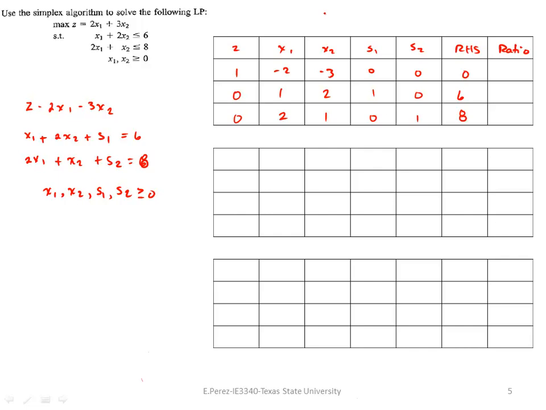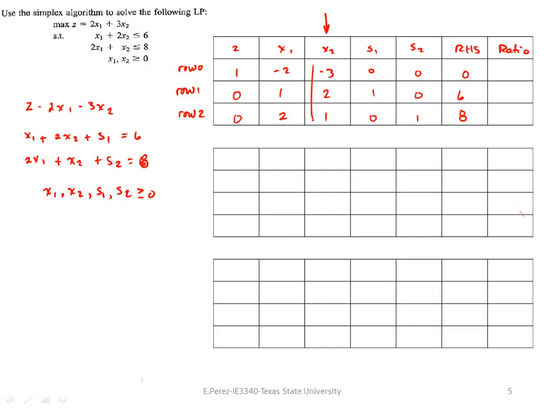x2, correct? So that's the most negative value from the first row. So this is row 0, row 1, and row 2. So from row 0, you see that x2 has the most negative coefficient. This is a maximization problem. So you know that x2 is going to enter the basic variable. Now, how do you decide which row to use to enter that variable? Correct, you do the ratio.